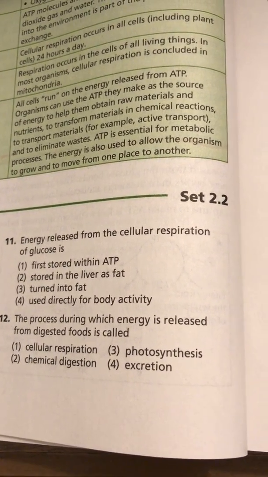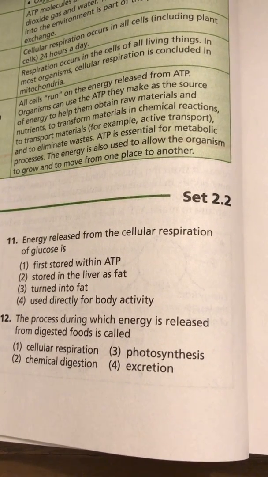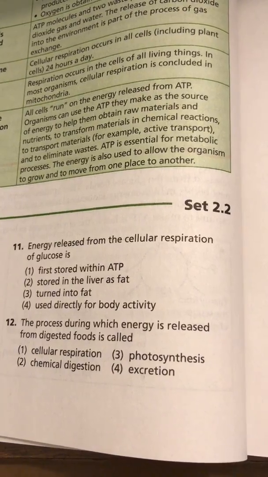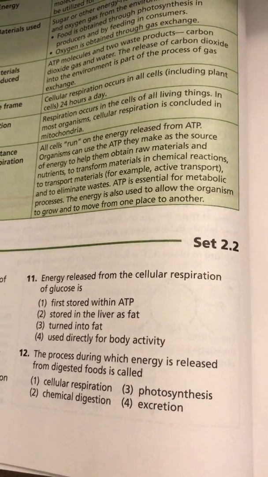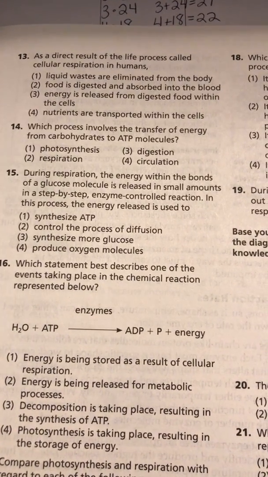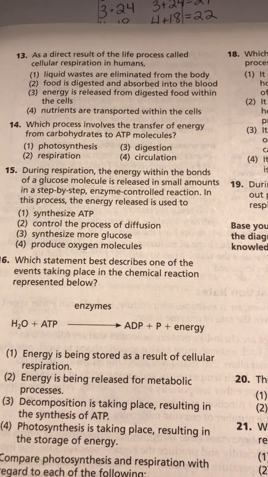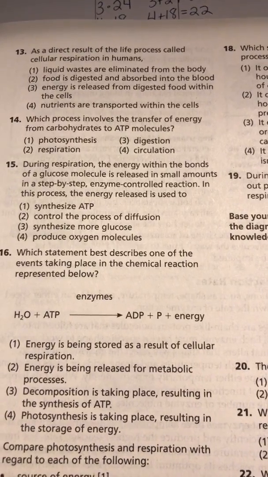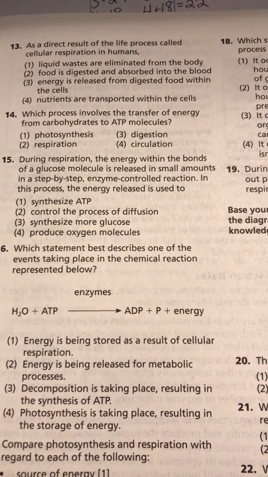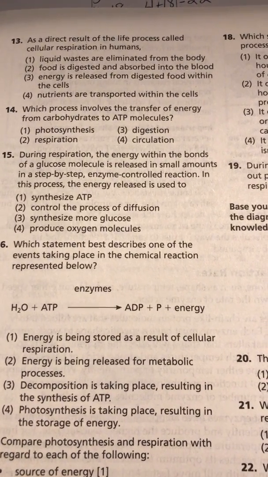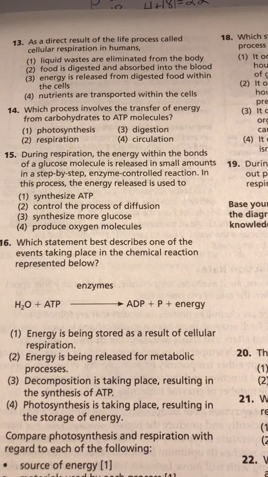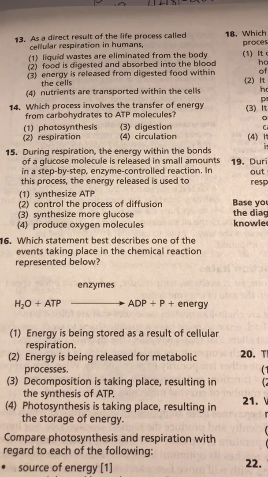Number 12. The process during which energy is released from digested food is called 1. Cellular respiration, 2. Chemical digestion, 3. Photosynthesis, or 4. Excretion. Number 13. As a direct result of the life process called cellular respiration in humans, 1. Liquid wastes are eliminated from the body. 2. Food is digested and absorbed into the blood. 3. Energy is released from the digested food within the cells. Or 4. Nutrients are transported within the cells.